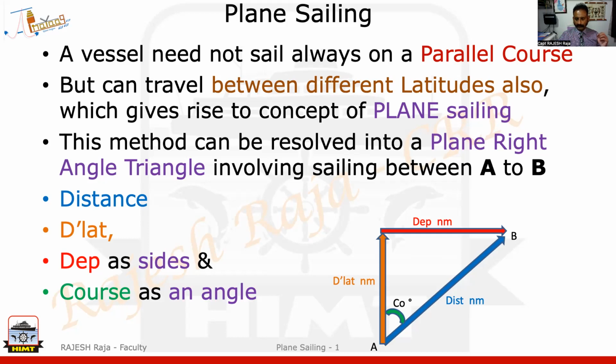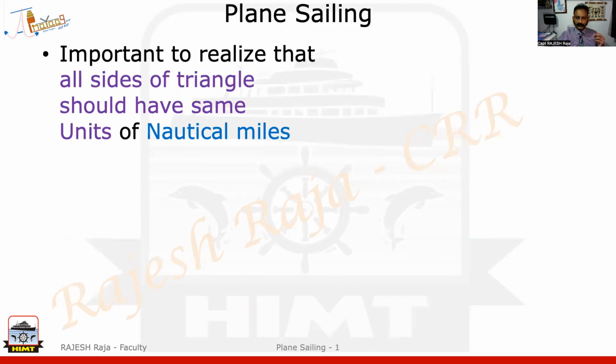Let me show you. This is your plane right angle triangle. And you can see at the junction of d-lat and departure, I can form a right angle. So I've already formed a right angle triangle. Now there is, as I said, all the three sides. If you have just noticed, all the three sides are nautical miles, and it's very important that whenever you draw a triangle, the units have to be same.